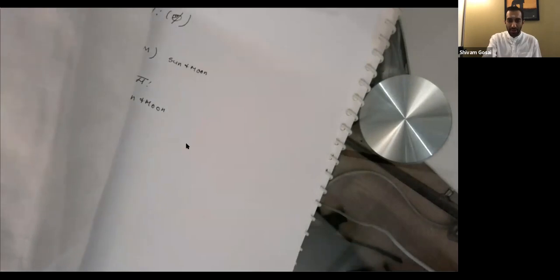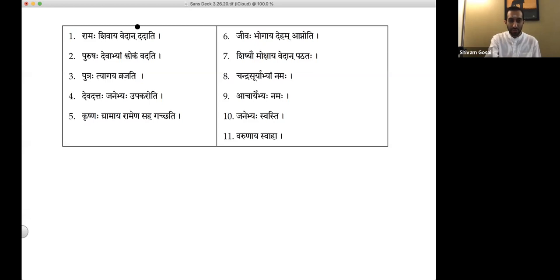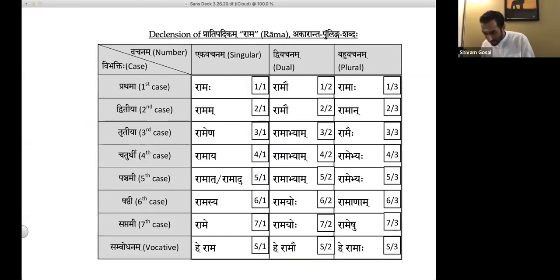Let me go back to the other screen and we'll just quickly introduce the fifth case and then we'll move on with our Vedanta class. Okay, so we're going to flip back to page 89, Rama Shabda. So we saw fourth case, Ramaya, Ramabhyam, Ramebhyaha. You're probably sick of me saying that. So now let's look at the fifth case.